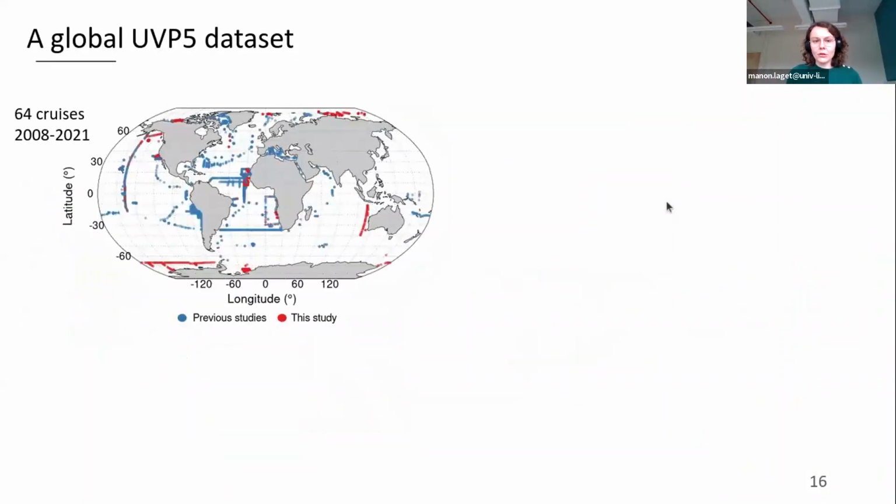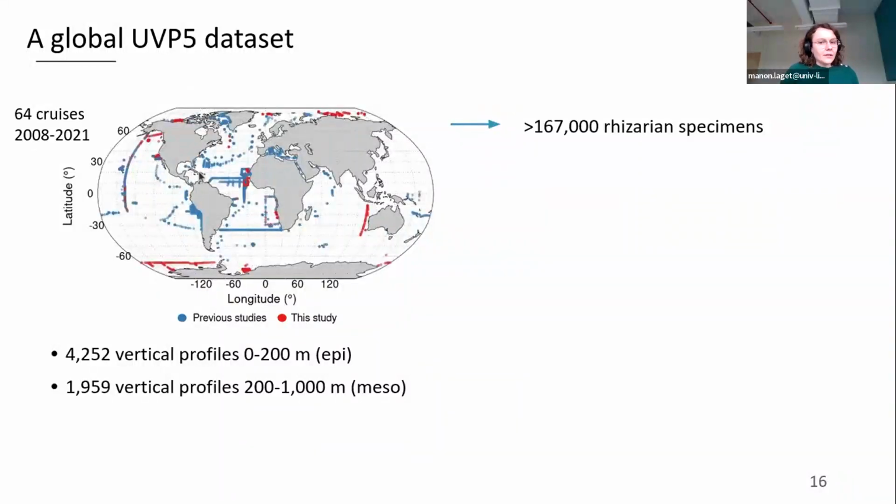So here we used a global UVP5 dataset, which was collected from 64 cruises from 2008 to 2021. And this dataset, compared to the previous abundance I showed you, includes more profiles in areas which were previously undersampled, such as high latitude areas, in particular the Southern Ocean, and some upwelling areas. There is a total of more than 167,000 Rhizaria specimens, all manually validated. Many of the profiles allow us to have images down to the mesopelagic layer. So we divided the dataset into two layers, the epipelagic layer and the mesopelagic layer. And we actually have more Rhizaria images in the mesopelagic layer, even though we have fewer profiles.